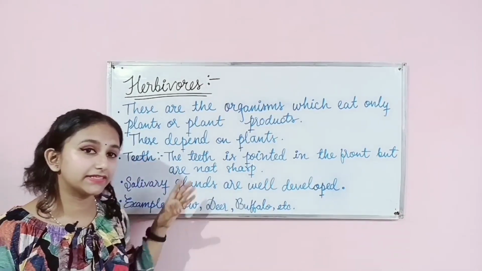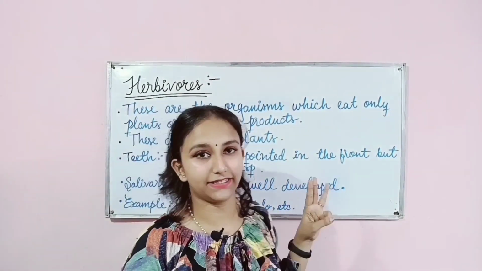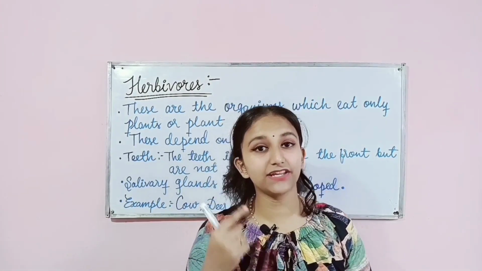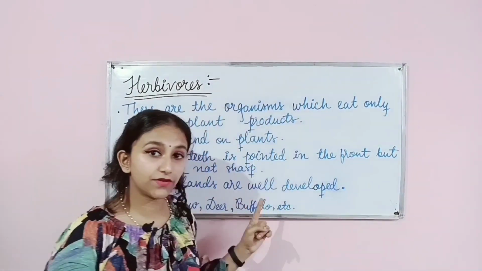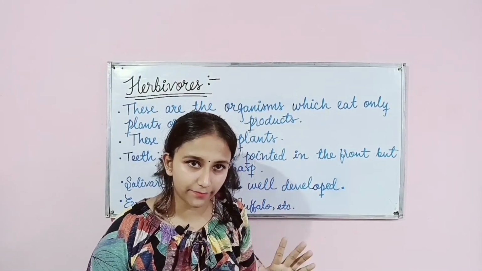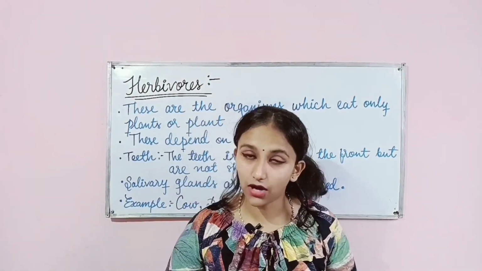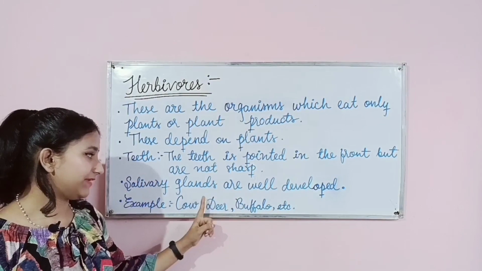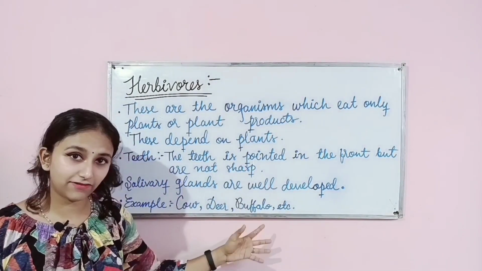There is a difference in the teeth of all these three categories. These three have a difference in the formation of teeth. Herbivorous have pointed teeth in the front, but they are not sharp. Usually, you would have seen the cows chewing food, so they have very well-developed grinding teeth. When it comes to salivary glands, they have well-developed salivary glands.